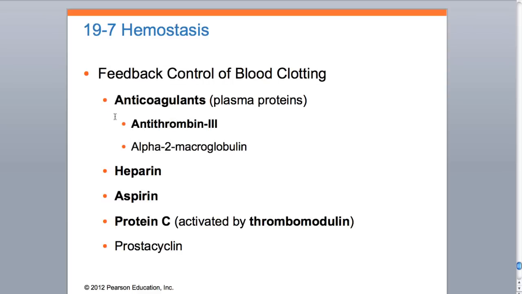Next slide. Here we have feedback control, so these are the things that control it. On this slide, which is found on page 664, you see heparin, aspirin, and that's why I take an aspirin a day to keep the doctor away, and protein C. Make sure you're aware of these. Another name for heparin is often warfarin, and some people call it Coumadin. So these are all examples that fall under this category: heparin, warfarin, Coumadin, aspirin. All of these work slightly differently, and on page 664 you'll read the difference in how they operate.